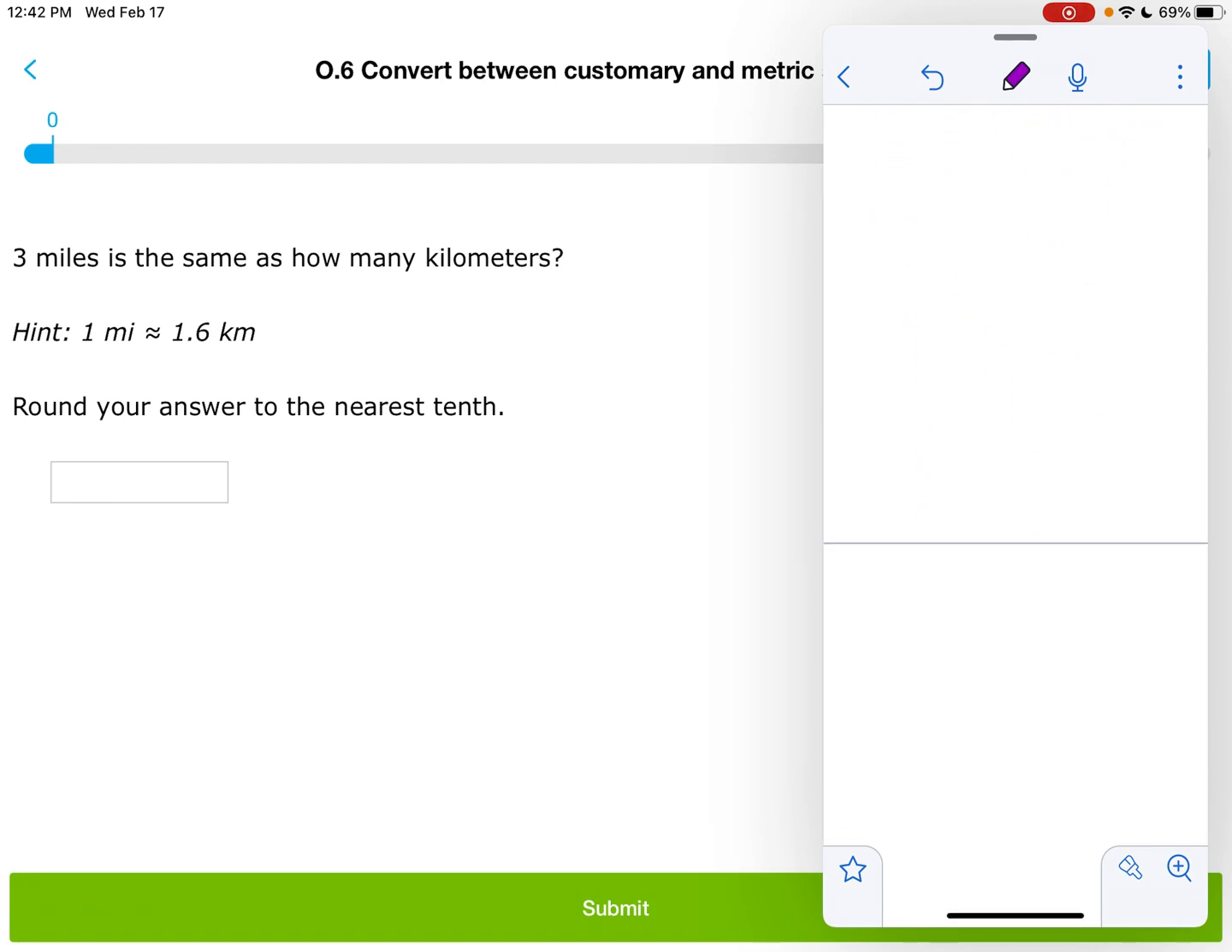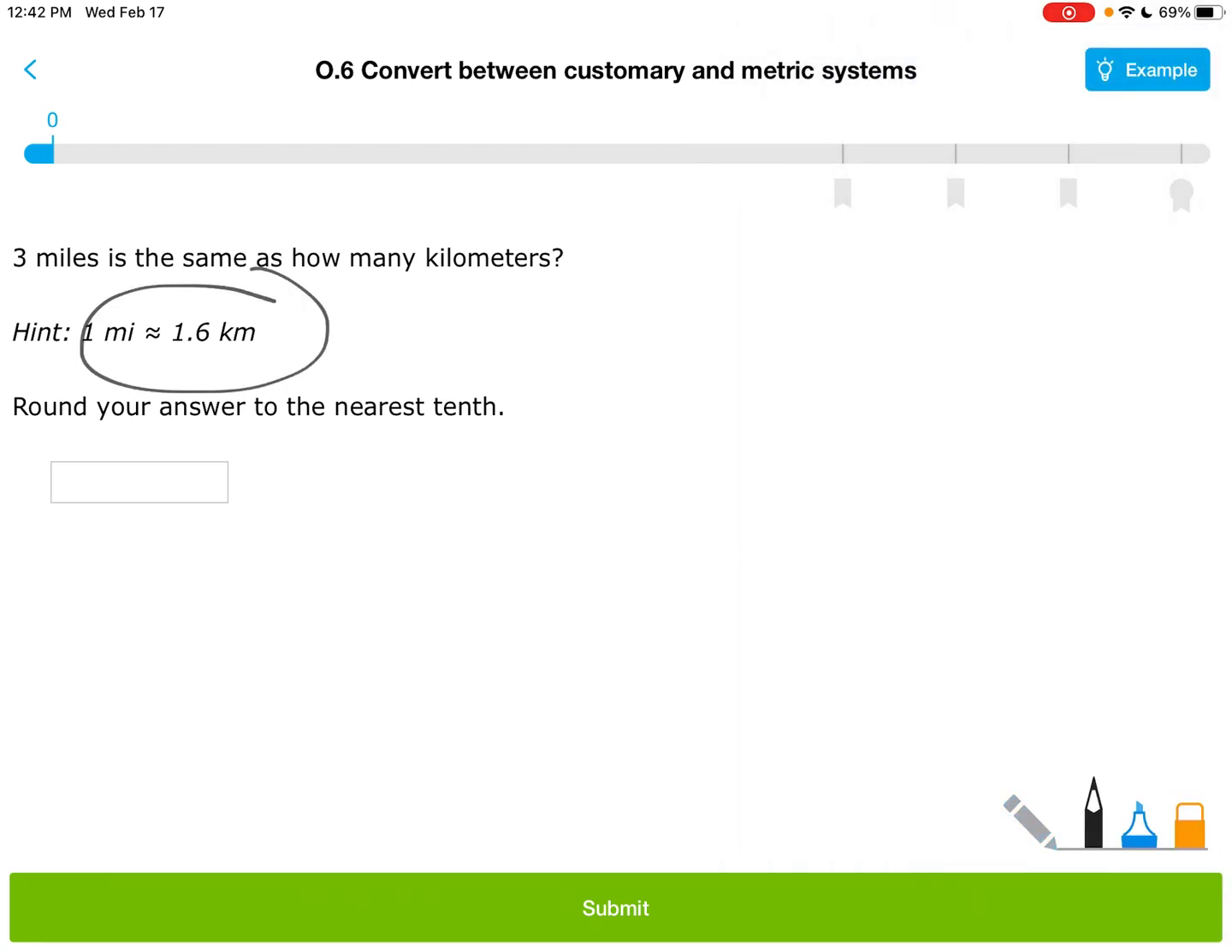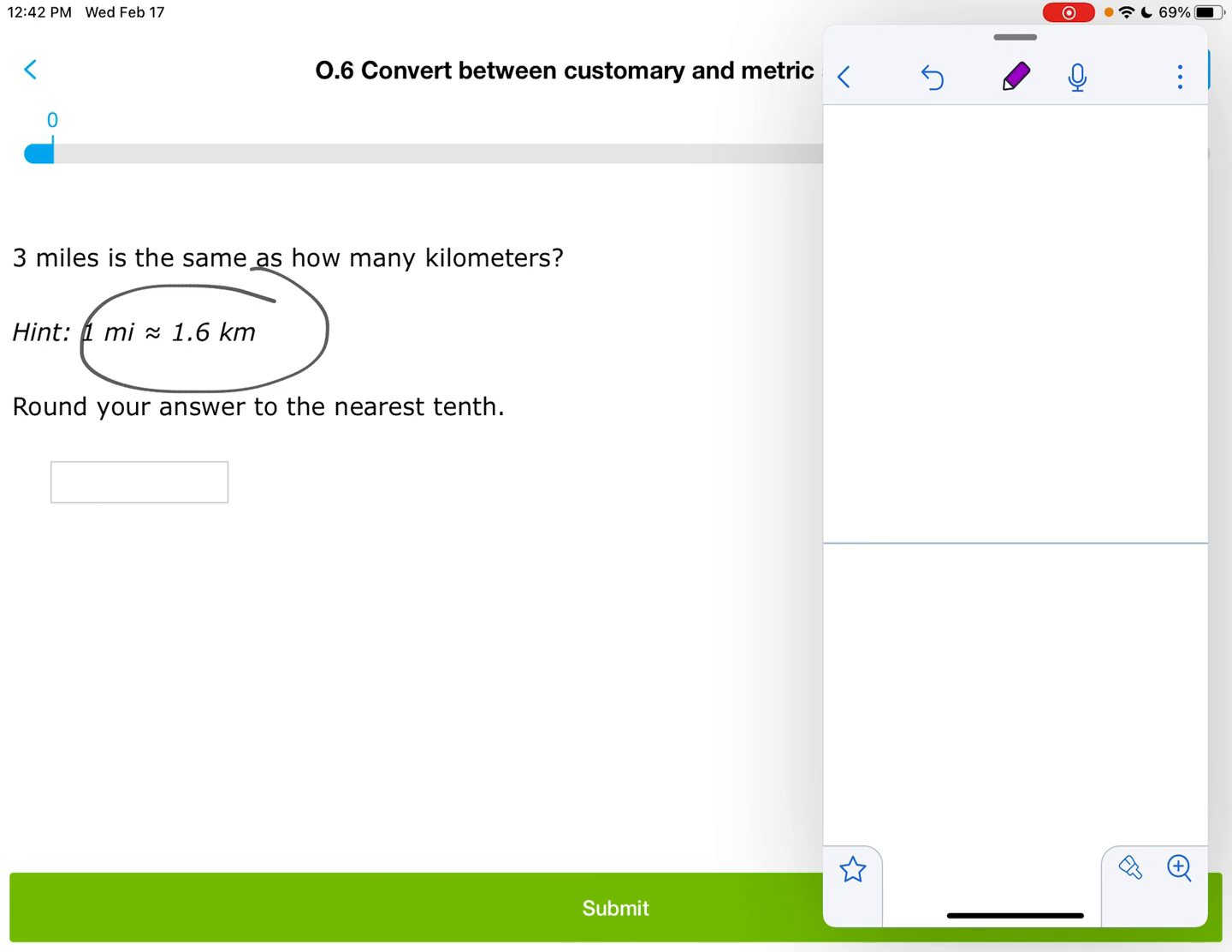To set up our proportions, we are going to use the first ratio that they give us. They say 1 mile is equivalent to 1.6 kilometers. Okay, and we're setting that equal to what we want to know. We want to know what 3 miles is equivalent to and how many kilometers. So our miles has to go on the top, so we take 3 miles up on the top, and our x is the number of kilometers.